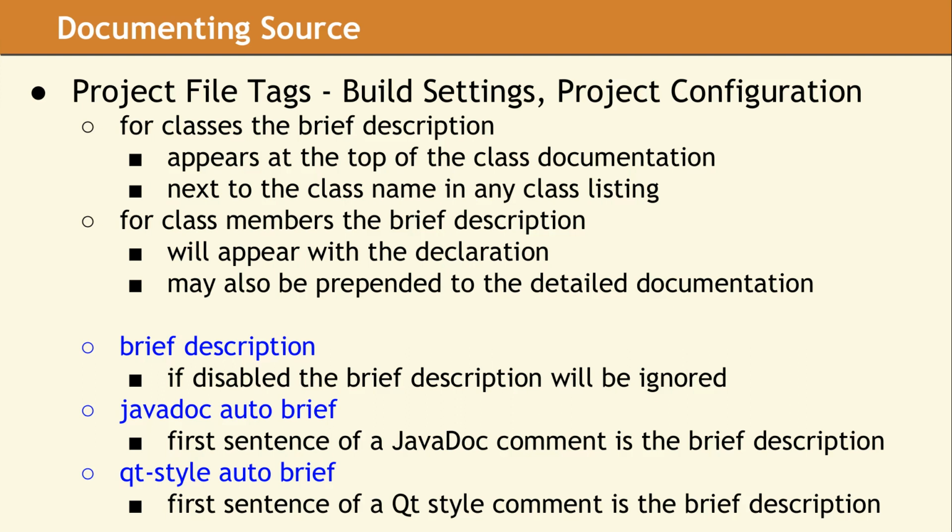There are two ways to create the text for a brief description. You can explicitly set the text using the brief command, or you can turn on one of the auto-brief tags. The auto-brief tag will extract the first sentence of the documentation and use this for the brief description, and not place it in the detailed documentation. If you want the first sentence to appear in both parts of documentation, turn on the repeat brief description tag.